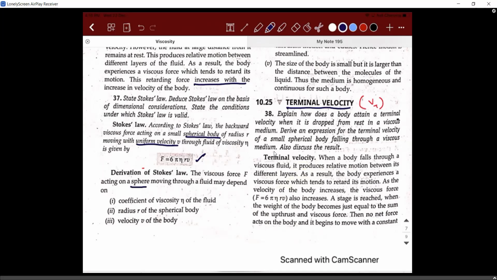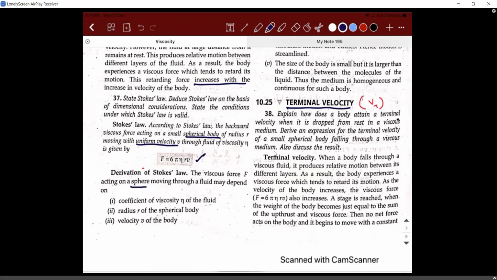So let us look at it like a question. Explain how does a body attain a terminal velocity when it is brought from rest in a viscous medium. Second part is derive an expression for the terminal velocity of a small spherical body falling through a viscous medium. Also discuss the result. As I told you, this is the one which you will be doing in your lab as an experiment also. At that point, it is better if you know the theory behind why you're doing it.